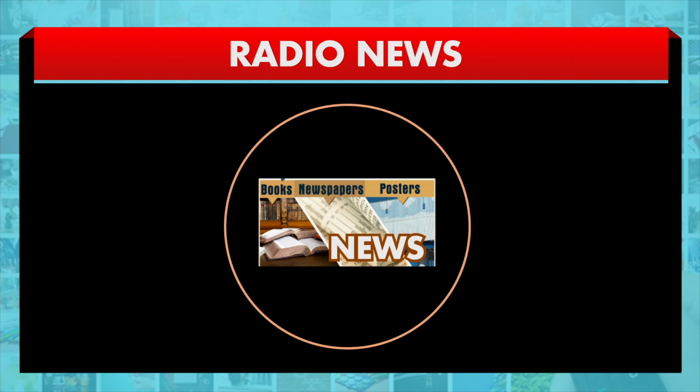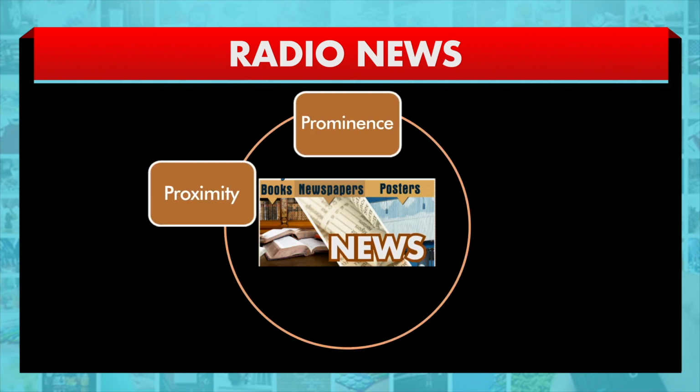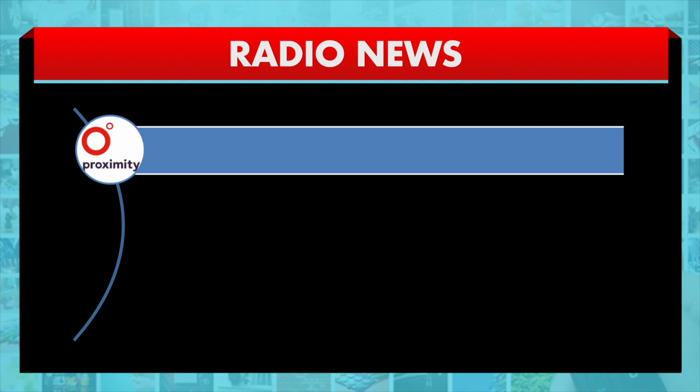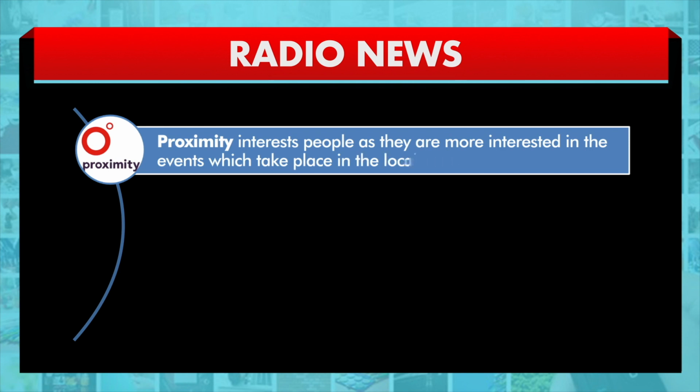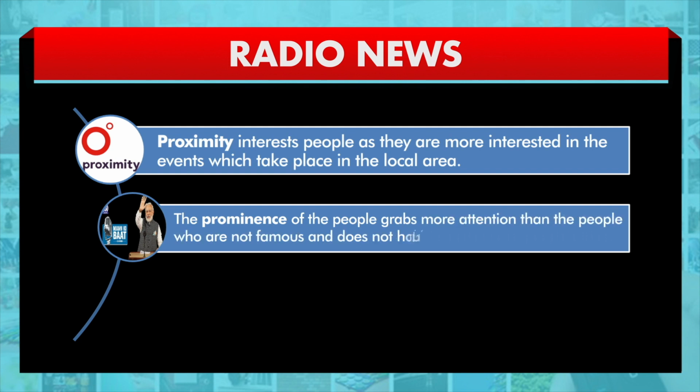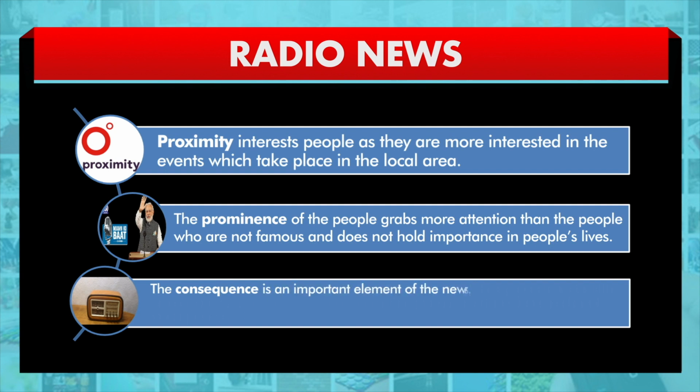News is often weighed by its qualities, which include proximity, prominence, consequence, rarity, and human interest. Proximity interests people, as they are more interested in events which take place in the local area than events at far off places. The prominence of people grabs more attention than people who are not famous and do not hold importance in people's lives. The consequence is an important element of news.